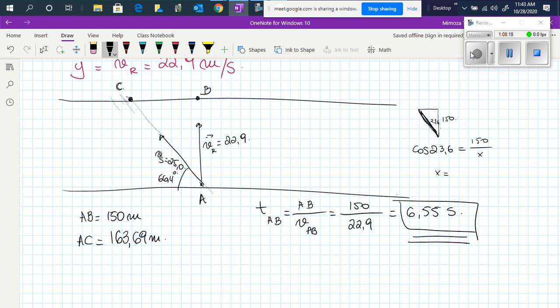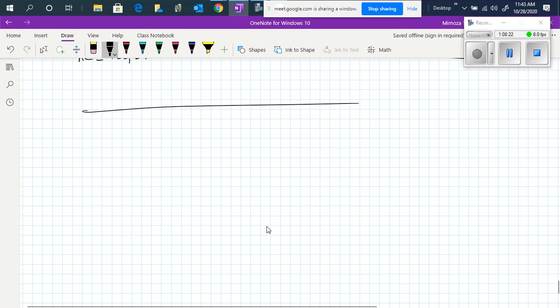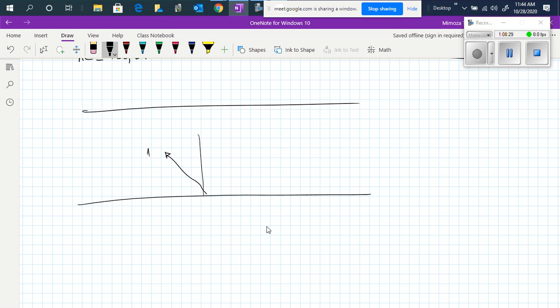So the shortest time, if you have a river and you have several options, so let's say option 1, option 2, option 3, and option 4, the one that produces the shortest time is this one here.